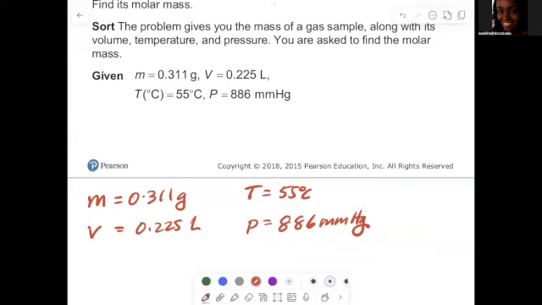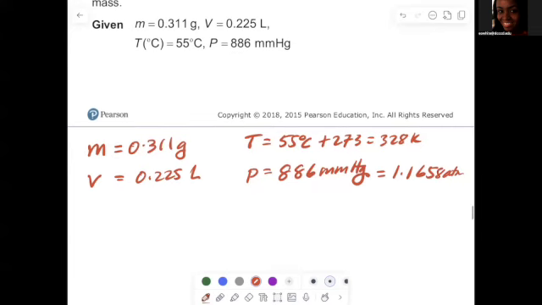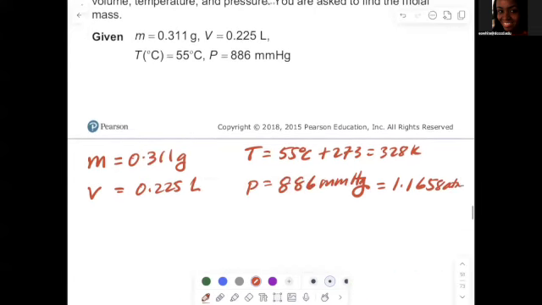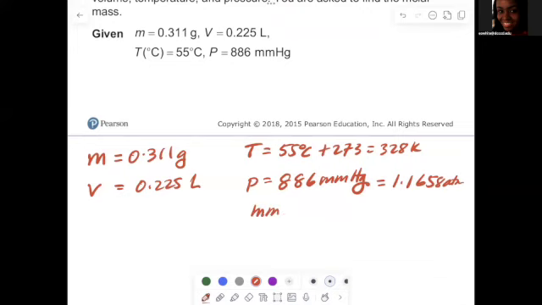Okay. So temperature is 55 plus 273. That makes 328 Kelvin. Pressure is 886 divided by 760. This is 1.1658 atmosphere. Okay. And so what are they looking for? Find the molar mass. So we're looking for molar mass, which should be some number grams per mole.